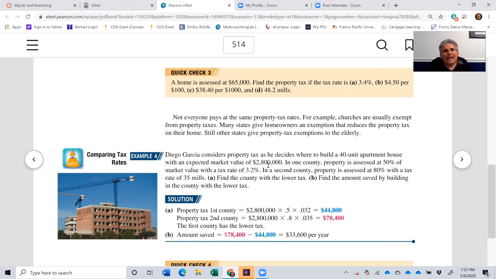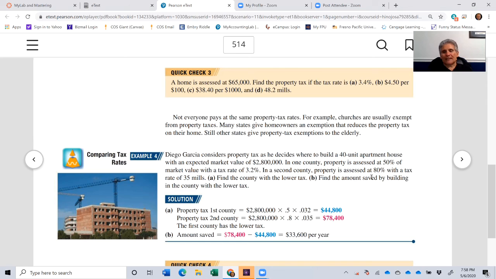We have the $2,800,000. Let's look at the first, it's assessed at 50%. So we're going to take $2,800,000, multiply it by 0.5 first. Okay, so that gives us what the assessed valuation is. Then its tax rate is at 3.2%, that's 0.032. So 2,800,000 multiplied by 0.5, times 0.032. That gives us a total tax of $44,800.